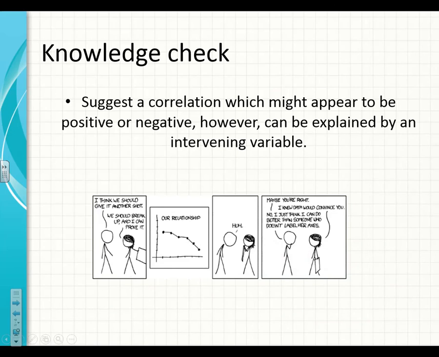I would like you to suggest a correlation which might appear to be positive or negative, however can be explained by an intervening variable. So think of a correlation, either positive or negative, I don't mind which, that looks like there's a strong positive or strong negative correlation, and then explain it through an intervening variable for me, please.